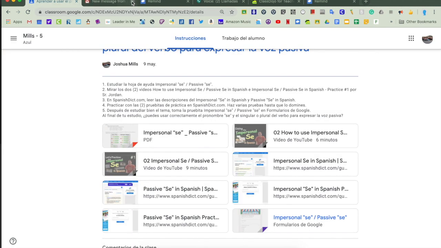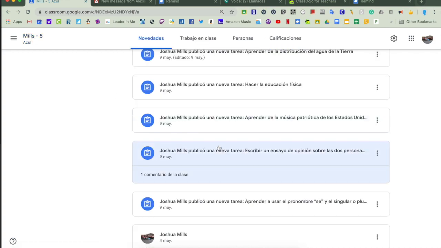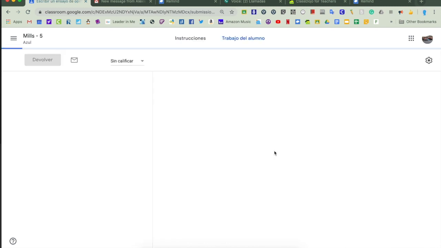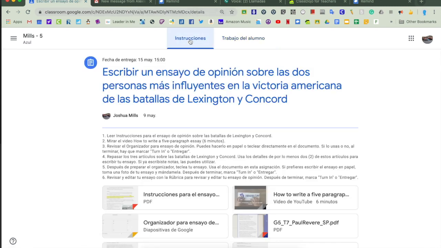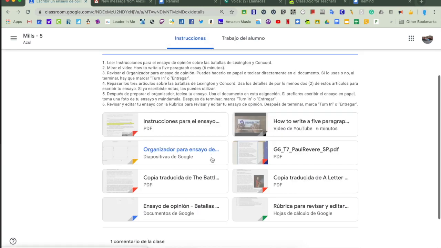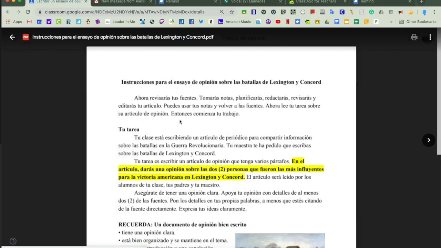All right, so we talked about PE, and we talked about the pronoun se, and now we'll do the essay. 4th and 5th grade will both do this essay. Like I mentioned briefly, we're on the theme of Lexington and Concord, the battles of the American Revolution. These are the 3 articles which we introduced last week. Here are the instructions and the focus, and I made sure it's very clear right there in the middle.